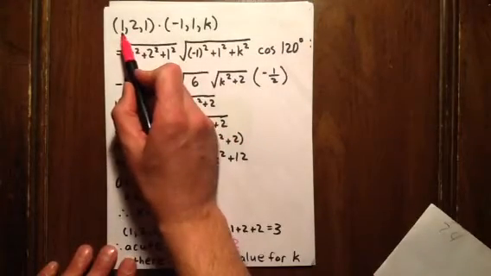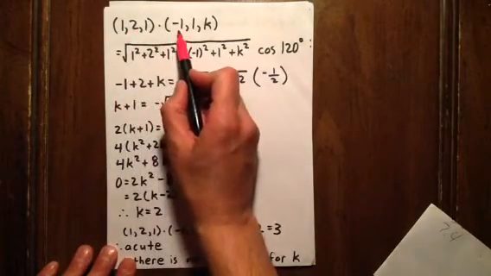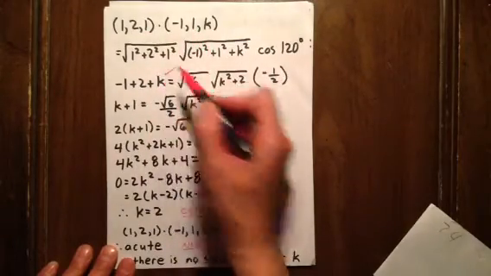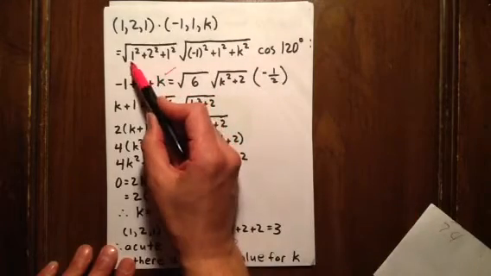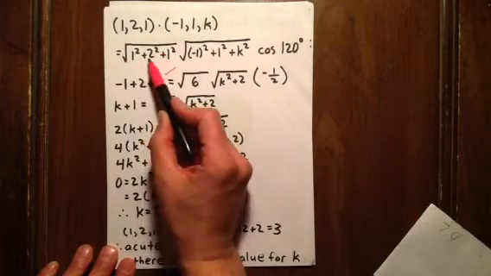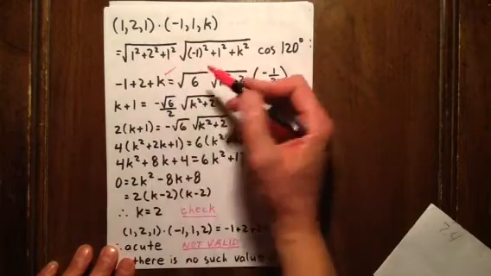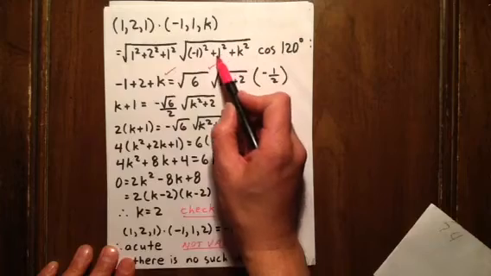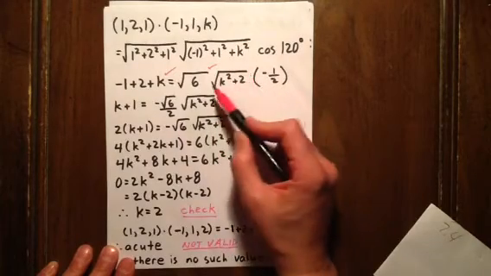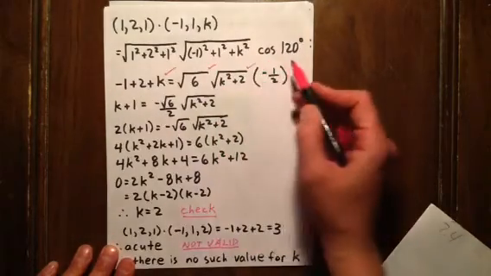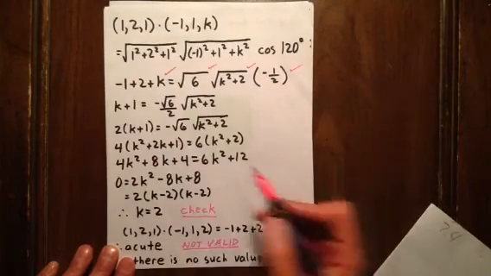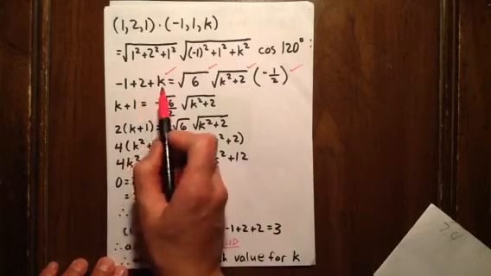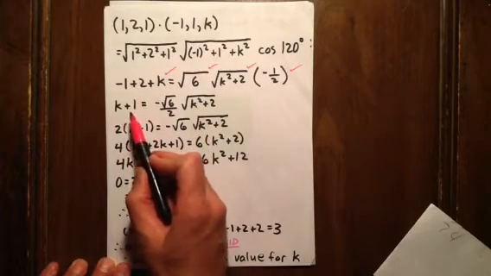Okay, well, using the component method, we see that the dot product is -1 + 2 + k. And that has to equal the square root of 1 squared plus 2 squared plus 1 squared, which is root 6, times the square root of (-1) squared plus 1 squared plus k squared, which is root (k squared plus 2). And the cosine of 120 is -1/2. So this is going to have to be true. Now, this side simplifies to k + 1.